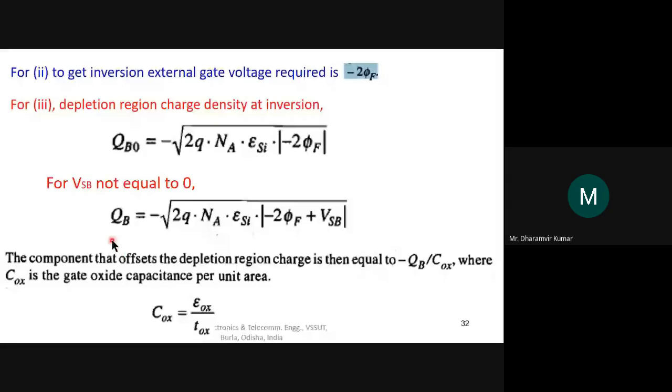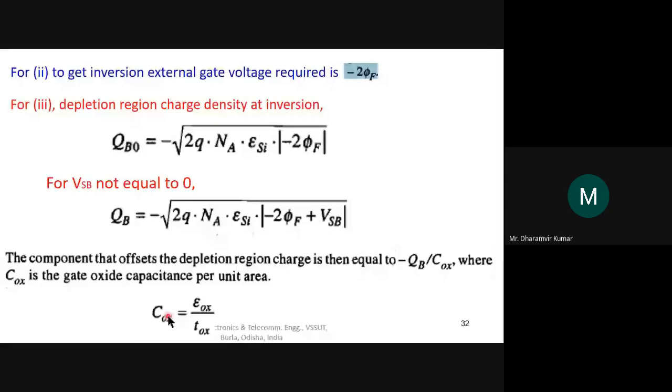Now we need to calculate the voltage corresponding to this charge content, and we know the relation between the voltage, the charge, and the capacitance. So the voltage is given by minus Q by C oxide, where C oxide is the oxide capacitance per unit area. We know that C is equal to epsilon A by T, so when it is per unit area, the numerator A term will disappear.